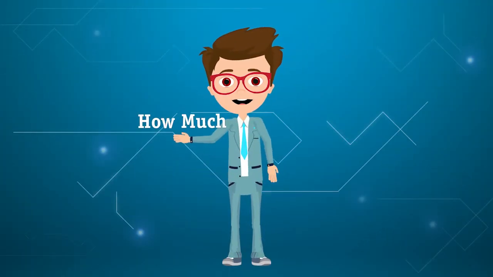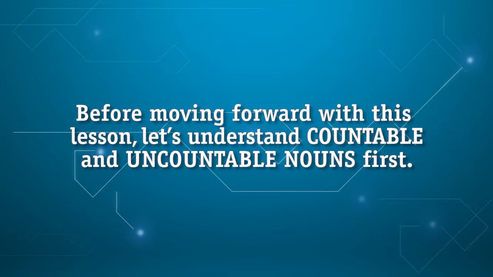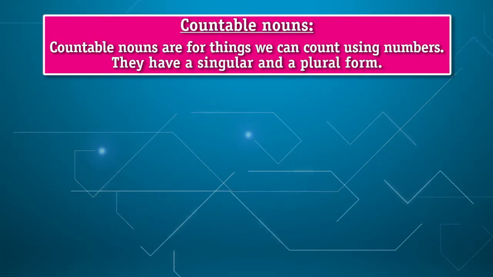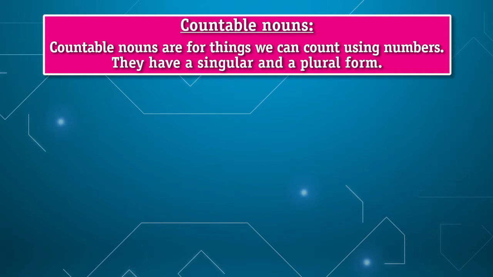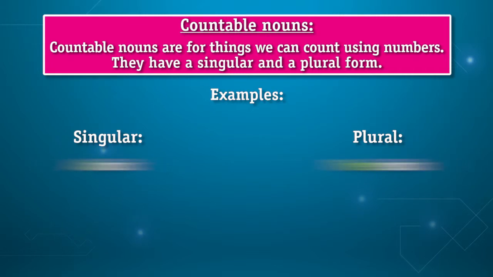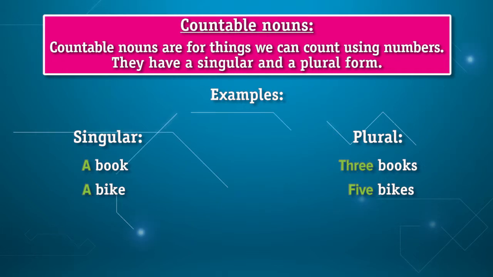Sometimes it's hard to know when to use how much or how many. Before moving forward with this lesson, let's understand countable and uncountable nouns first. Countable nouns are for things we can count using numbers. They have a singular and a plural form. Examples: singular, plural: a book, 3 books; a bike, 5 bikes; a cow, many cows.